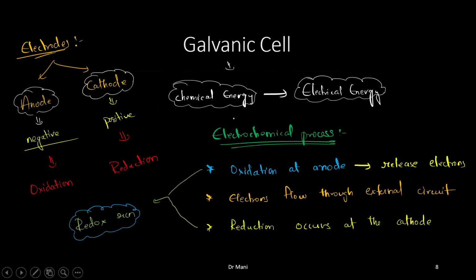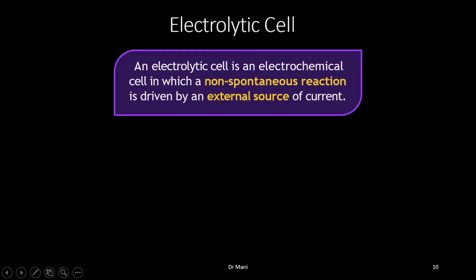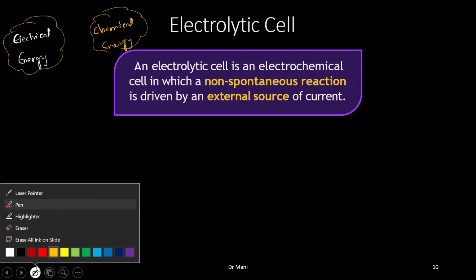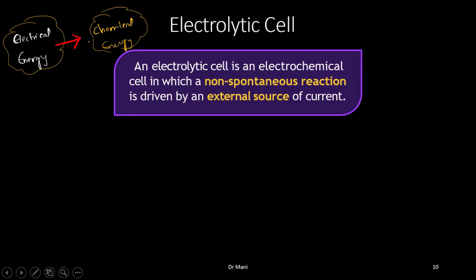What happened in the galvanic cell? Chemical energy is converted into electrical energy. Yes or no? Whereas here, electrical energy will be converted into chemical energy. Remember this. That's the important thing you need to notice here. So remember, in the electrolytic cell, the electrical energy will be converted into chemical energy.